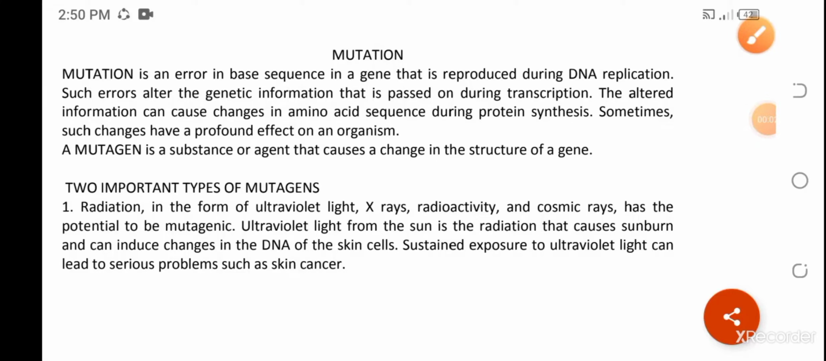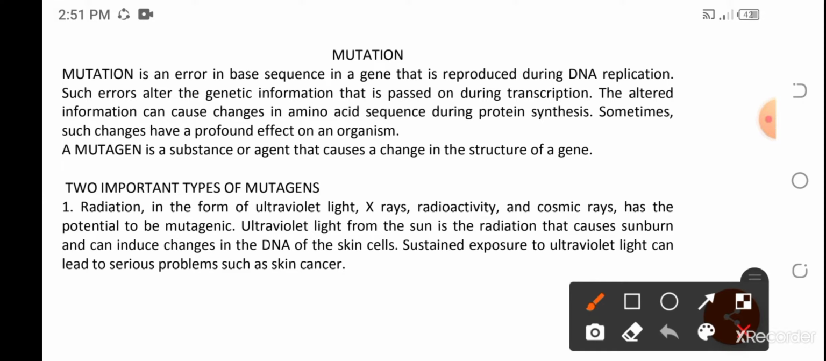Okay, so mutation is an error in the base sequence in a gene that is reproduced during DNA replication. So ito ay error dun sa base sequence. Such error could alter the genetic information na pwedeng maipasa during transcription and also further to translation. So magkakaroon yan ng change in amino acid during translation or during the entire protein synthesis.